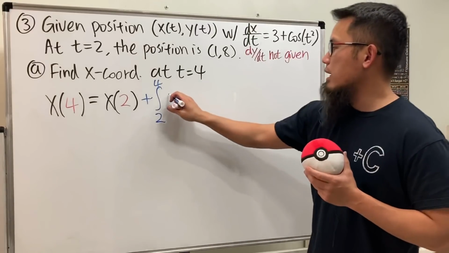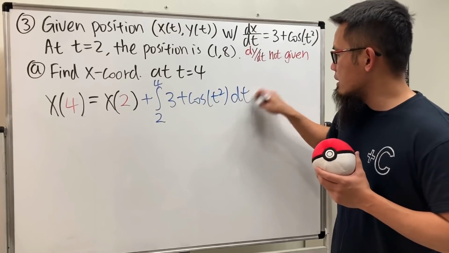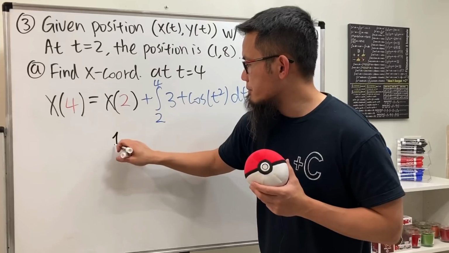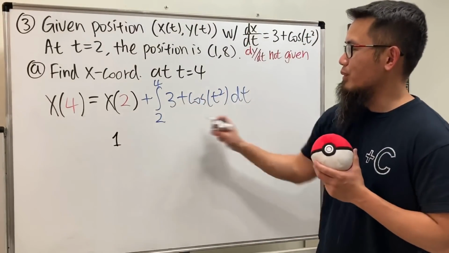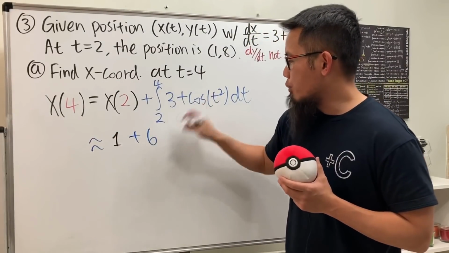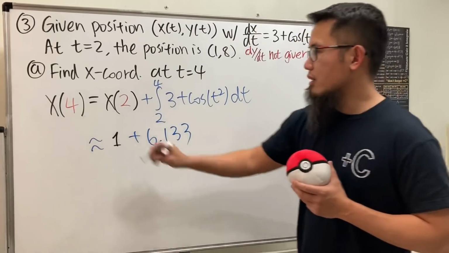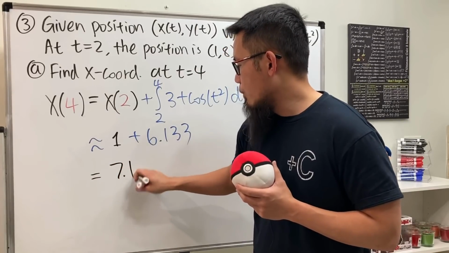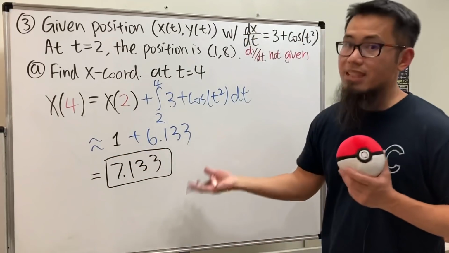And let's just put that down. 3 plus cosine of t squared dt. And let me just tell you, this is going to be 1, right? And you will have to use a calculator. There's no way for you to integrate this by hand and get a nice decimal. But anyway though, this will be approximately 6.133. So altogether, x of 4 is approximately 7.133, right? x of 4 is approximately 7.133. So that's the first part.